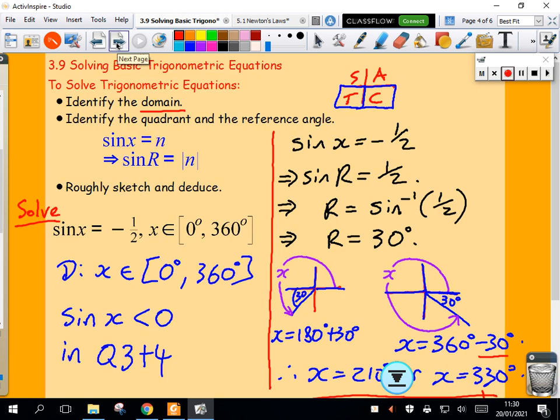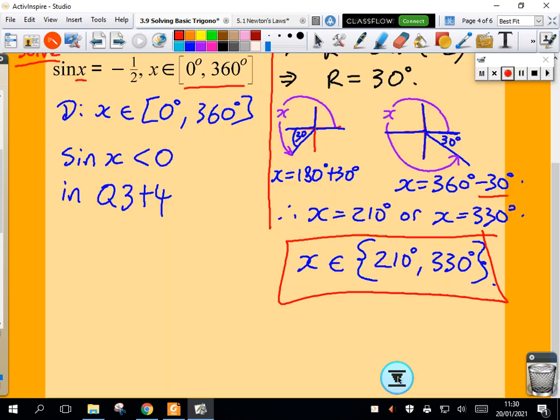However, it doesn't say find sine inverse of negative 1/2. It says if sine of some angle between 0 and 360 degrees is negative 1/2, then find that angle. Okay, and there are two of them, 210 or 330 degrees. So follow the steps. All of these can be solved in the same way. Let me look at another example here.